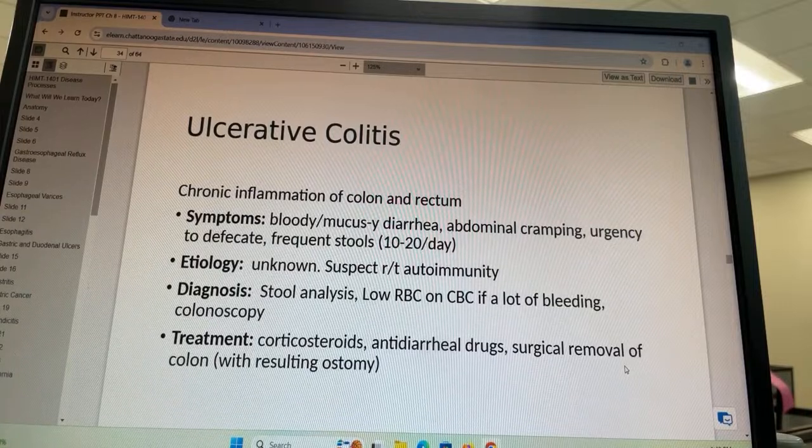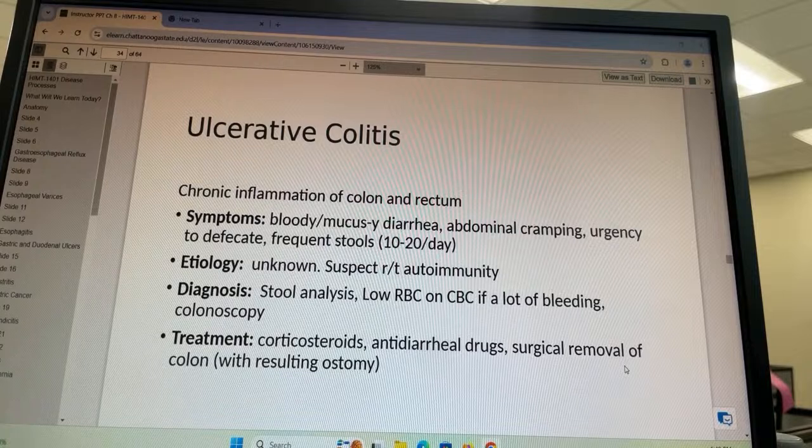No one really knows the cause of this. The same as with Crohn's disease, we think it's probably some autoimmune cause or some kind of allergy related. Diagnostics are going to be similar, doing a stool analysis, so looking at that bloody mucousy diarrhea, looking to see how much blood is in there, are there any bacteria, what's going on with it.